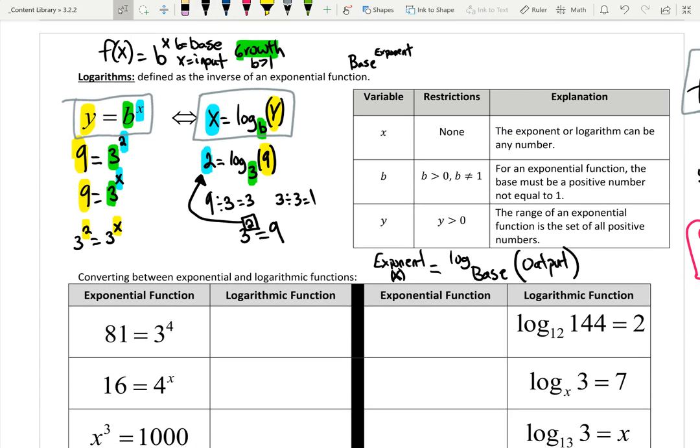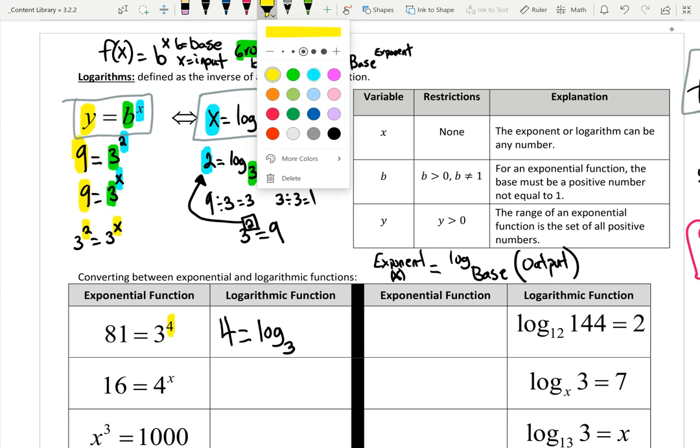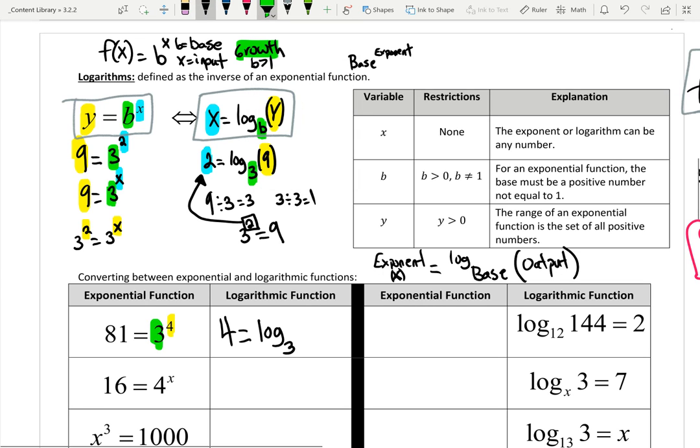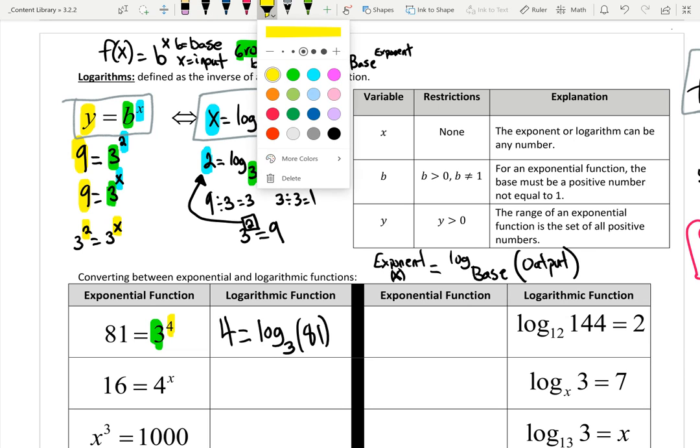So my exponent is 4 is equal to, now I'm going to write the log, and I'm going to make sure that, like an exponent, I'm going to write it smaller, but I'm going to go ahead and put it as a subscript, which means below. What is the base? Well, the base of this is 3. And then what is my output? What is my y? What is my answer? 81. And voila.